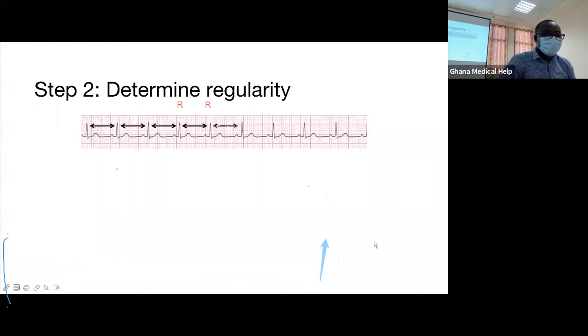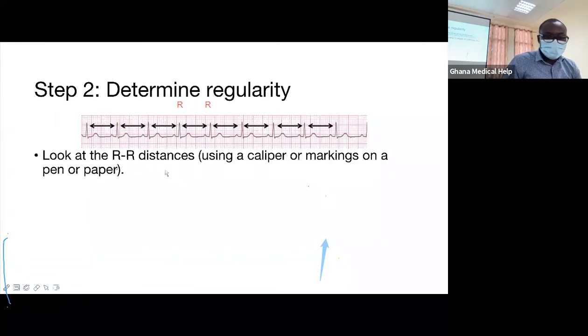So once we are done with the rate, we look at the regularity of the ECG. How regular is it? Regular just means that you look and be sure that from an R wave to the next R wave, or from a P wave to the next P wave, it's the same time. It's the same distance if you are going to measure with the calipers, or even use a paper. So between this and this, between this and that, between that and that. Typically that is your regularity. If it's all the same, then obviously it is a regular rhythm.